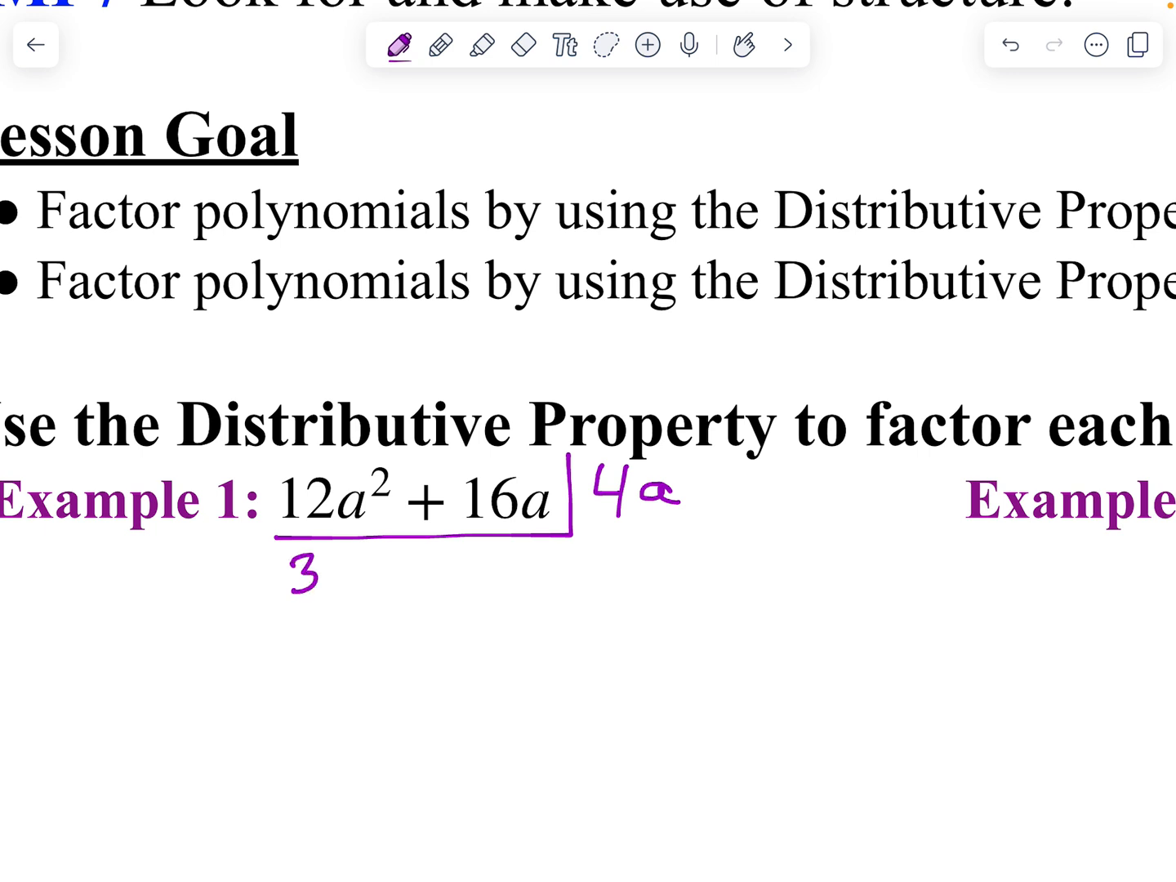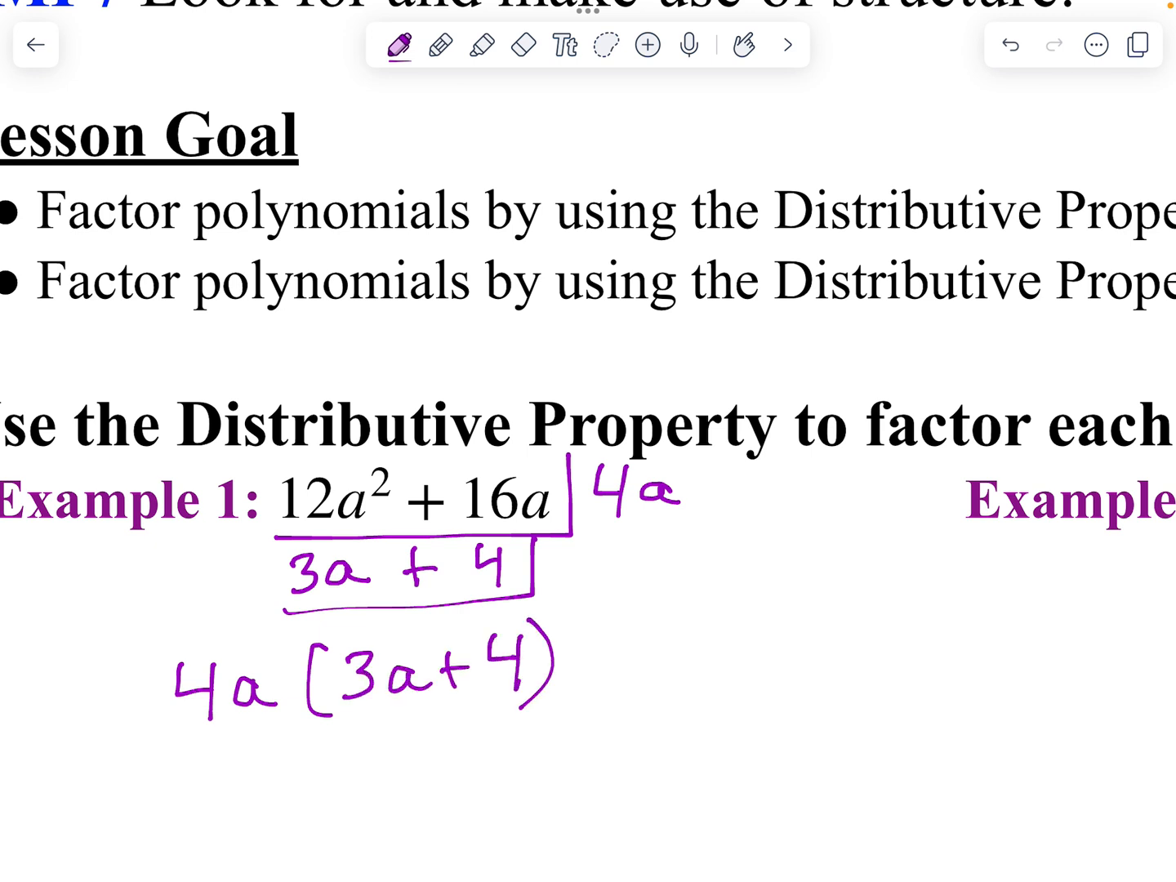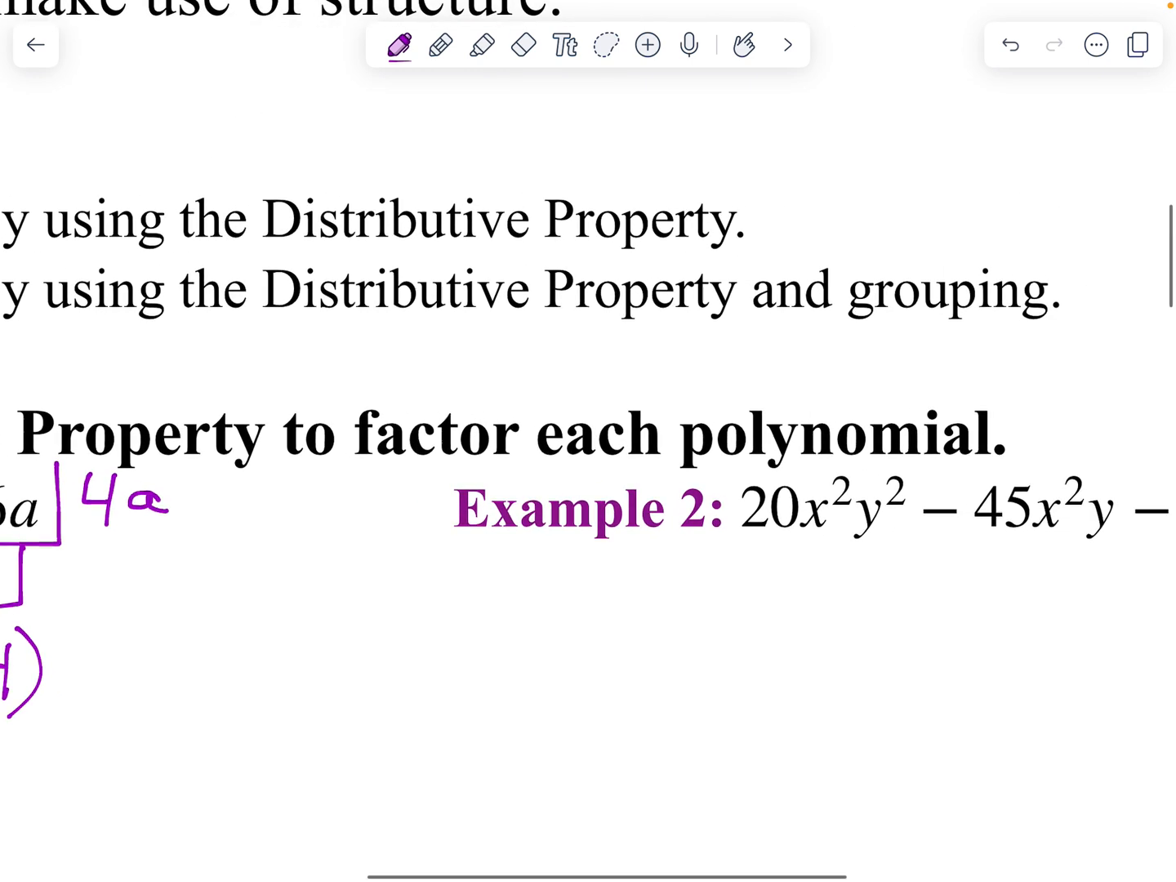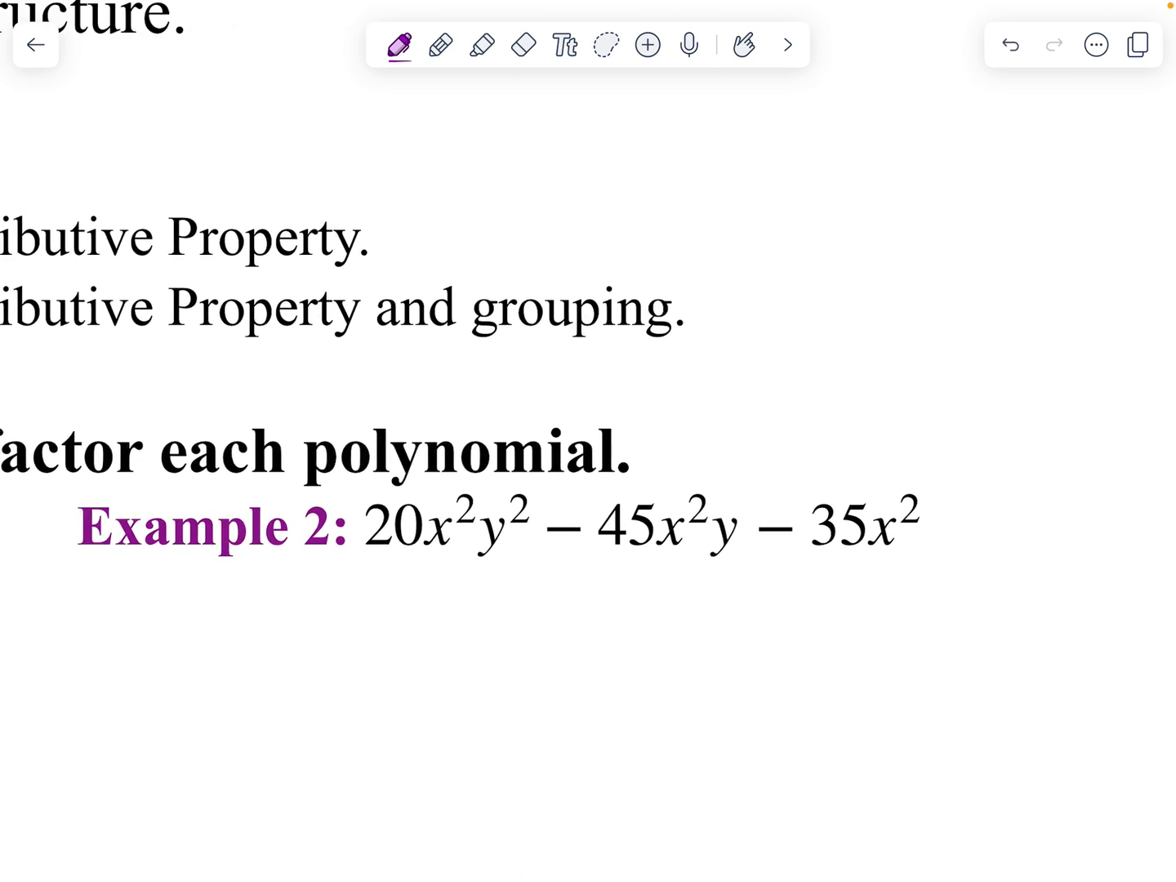Well, that would be 3a, won't it? And plus 4. Now, does anything go into 3a and 4? No, it doesn't. I mean, I could say 1, but 1 goes in everything. So what we're going to do is write this as: what's on the outside is 4a, what's on the inside is 3a plus 4. It's easier if you pick the biggest thing. But if you don't, you would just keep on dividing until you got those out, then write down what's on the outside.